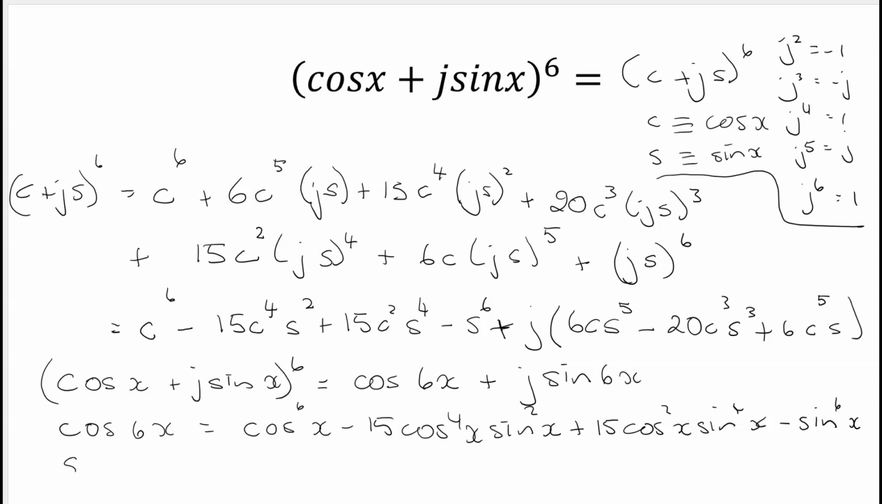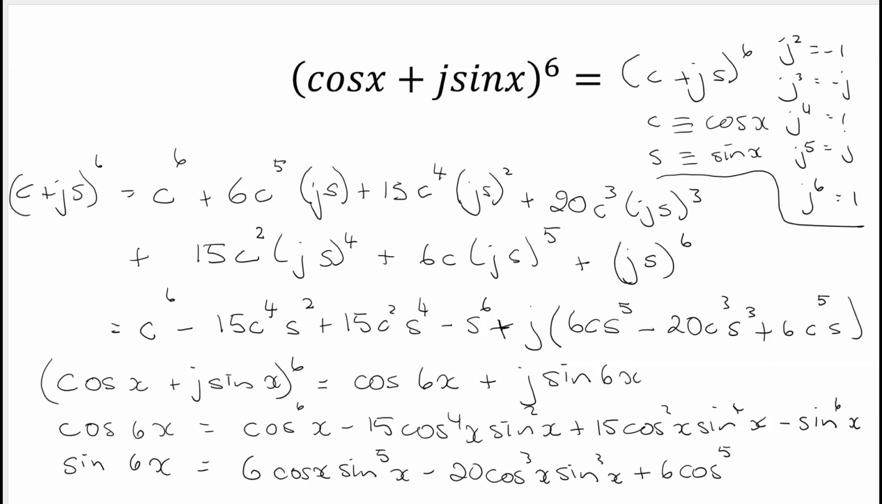The imaginary bit will give us that sine 6x is going to be equal to 6 cos x sine to the power of 5 minus 20 cos cubed sine cubed plus 6 cos to the 5 sine x. And then depending on what you've been asked to do, if you were asked to find sine to the power of 6, you'd rearrange it, and depending how the answer was formatted, you're going to have to repeatedly use some trig identities, things like sine to the power of 6 is sine squared to the power of 3, cos squared is 1 minus sine squared, cos 2 theta is cos squared minus sine squared, all those sorts of things that are in your list.